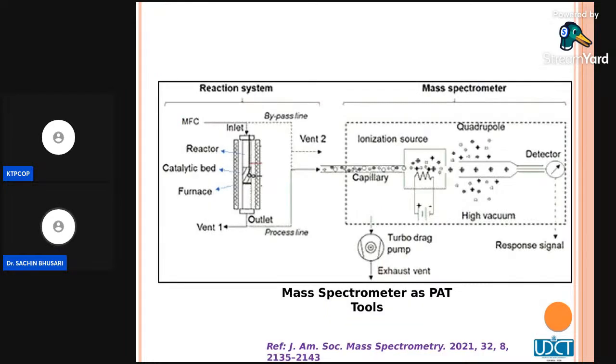But when it comes to mass spec as PAT, I'm sure the figure is not that visible, but the resolution was not up to the mark. See, a reaction system is there. If you are synthesizing something and you connect that to the mass spec, it will get coupled and go into the mass spec and it will identify that. So in this reaction system, you can measure the reactants, the intermediates, the products, the solvents. It's a gaseous phase, no? So you can couple this as an inlet to the mass spec. So a mass spectrometer can be used as a PAT tool also. You can see the reference also.